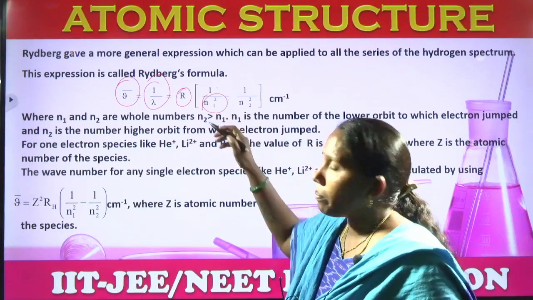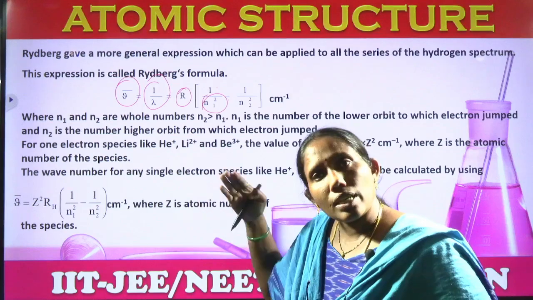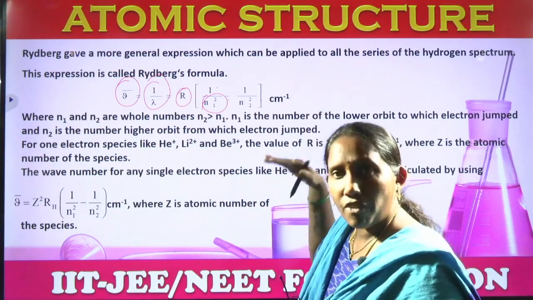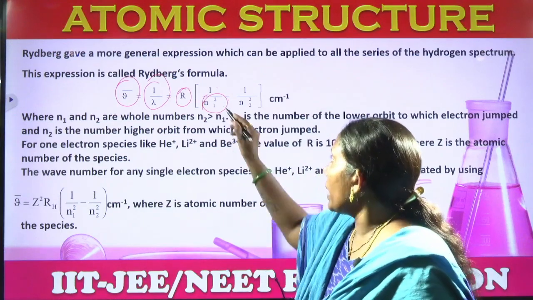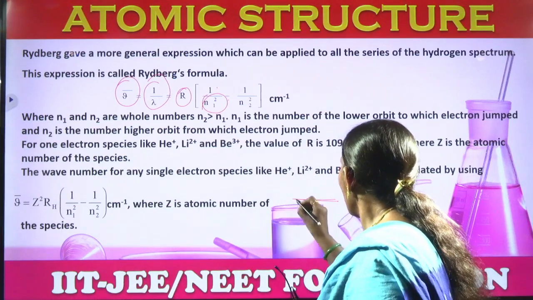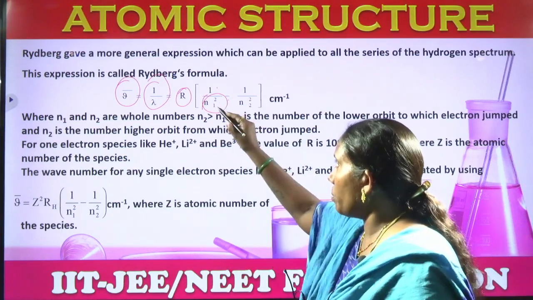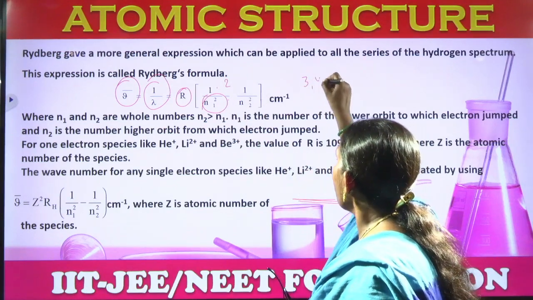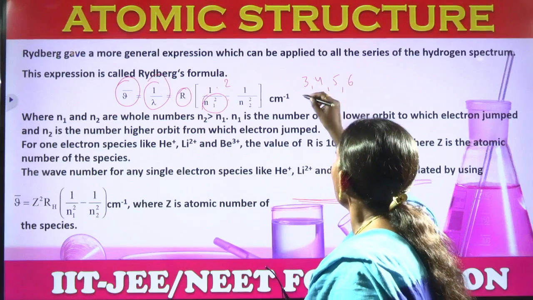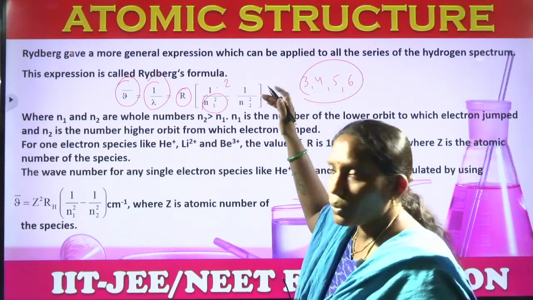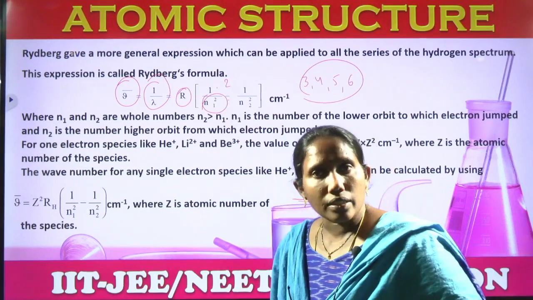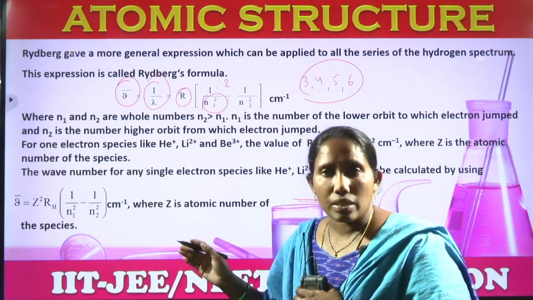n1 is nothing but where the electrons are jumping to. n2 is nothing but from where they are jumping. If n1 is 2, n2 will be 3, 4, 5, 6. It means an electron can jump from 3, 4, 5, 6 to the second orbit. Then this one can be called the Balmer series.